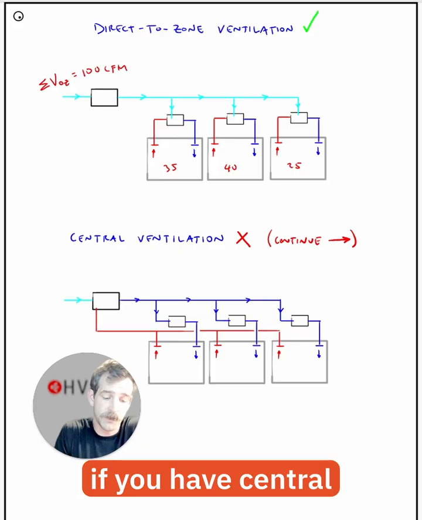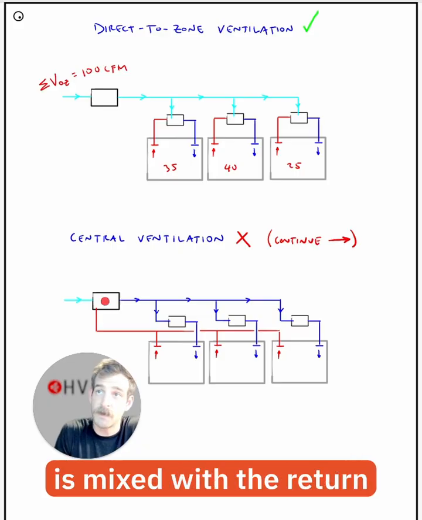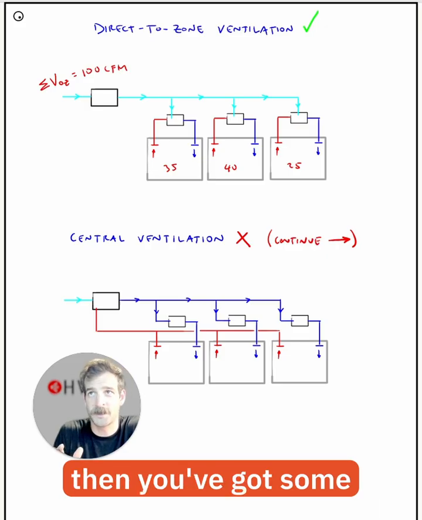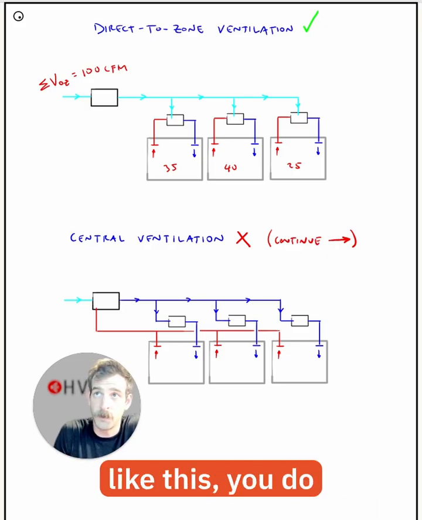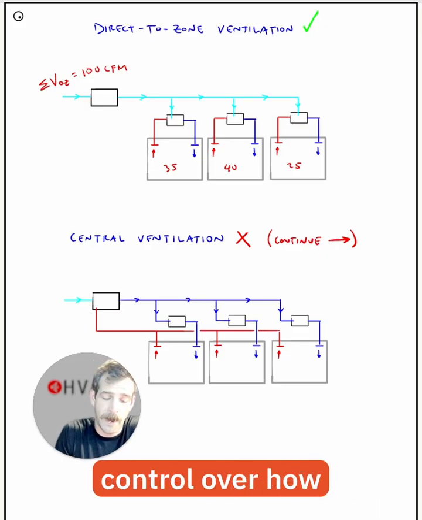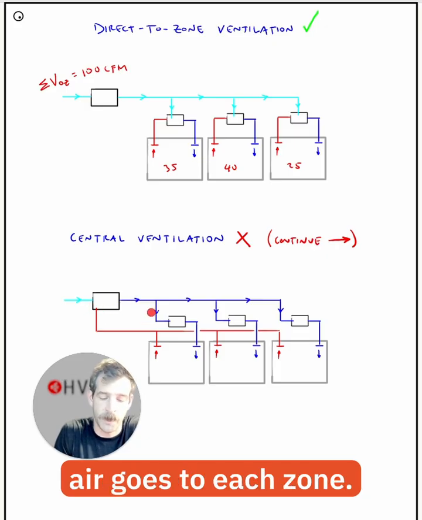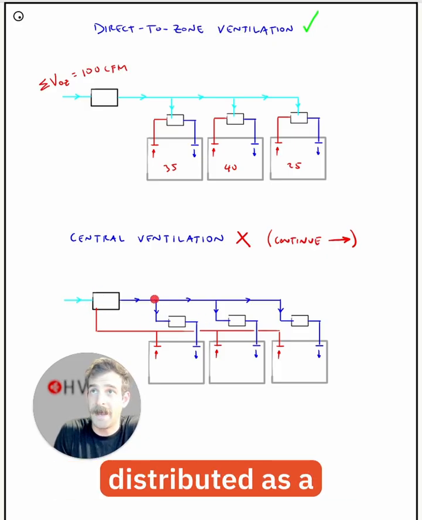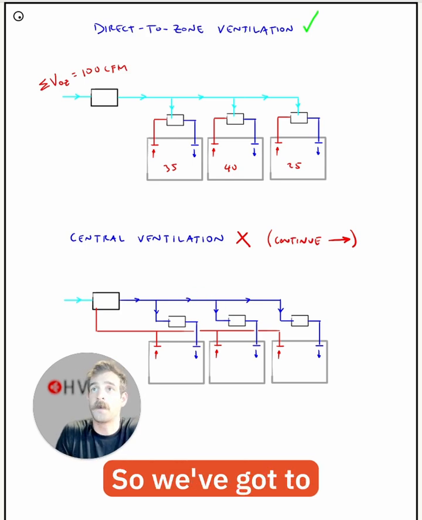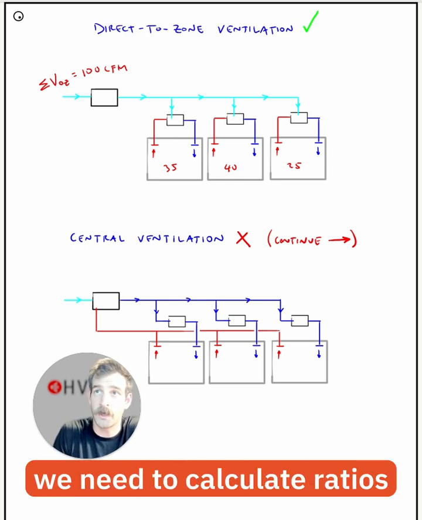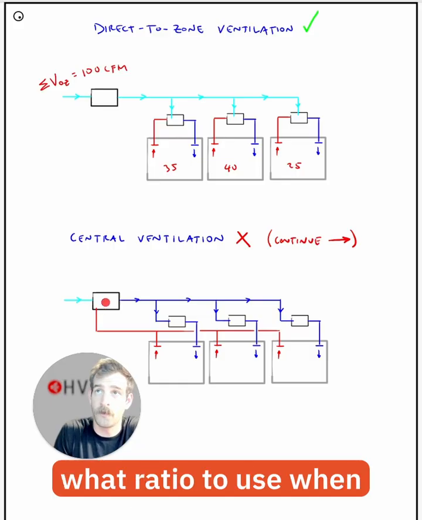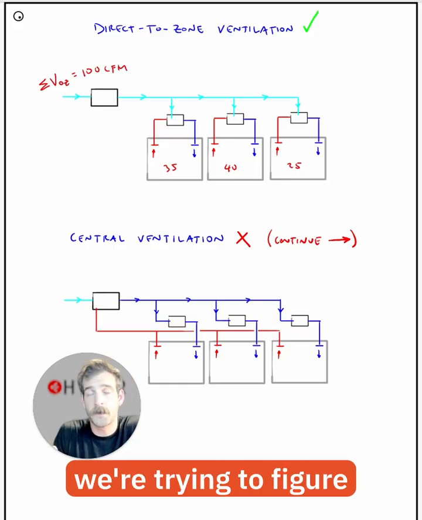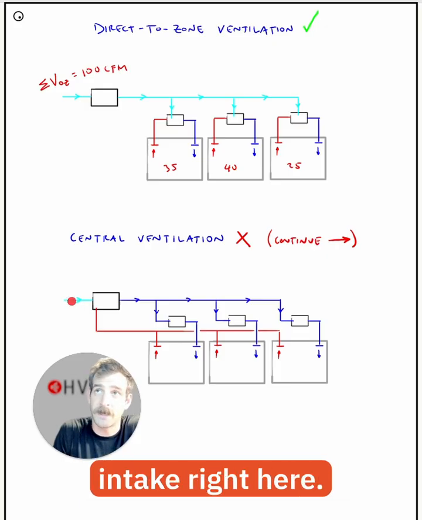However, if you have central ventilation, where the outdoor air is mixed with the return air before it gets distributed to the zones, then you've got some more work to do. In a system like this, you do not have that precise control over how much CFM of outdoor air goes to each zone. It all mixes together and then gets distributed as a mixture to each zone. So we've got to play with some percentages. From here, we need to calculate ratios so that we know what ratio to use when we're bringing in our outdoor air. And ultimately, we're trying to figure out what is the total outdoor air intake right here.